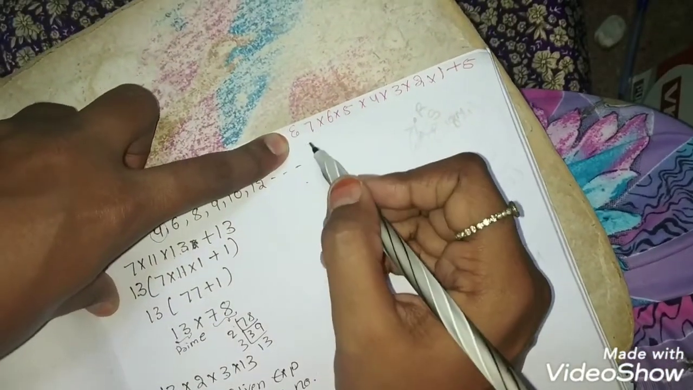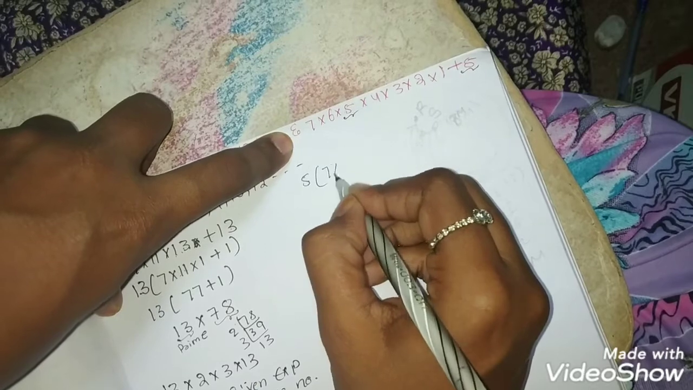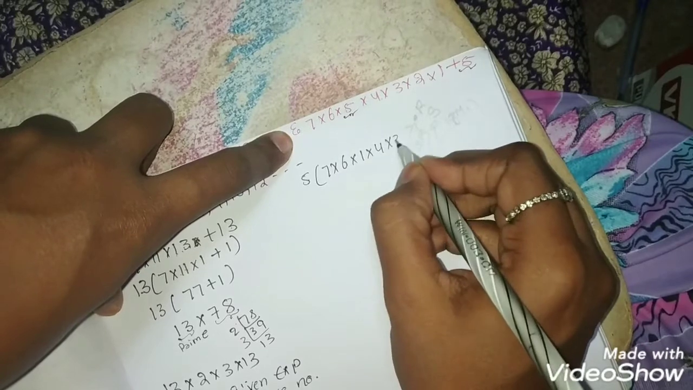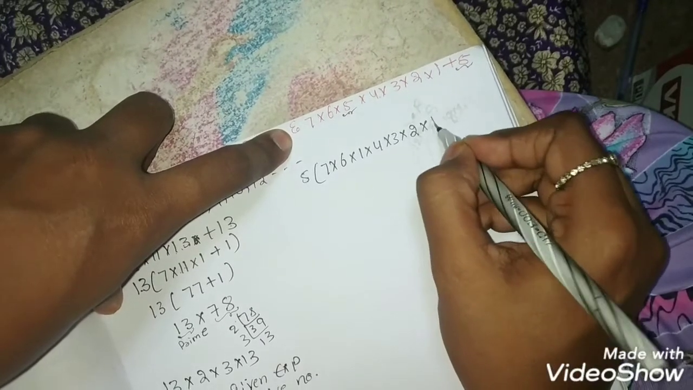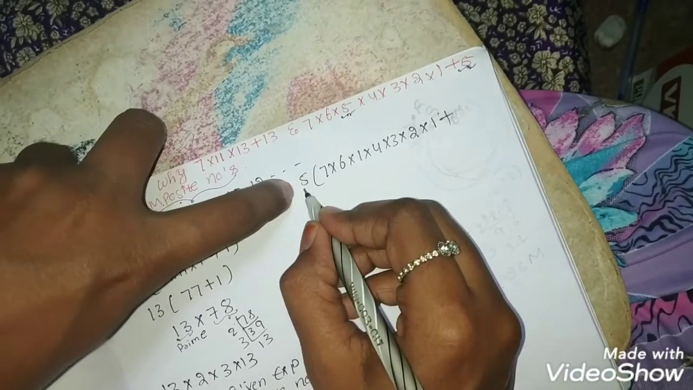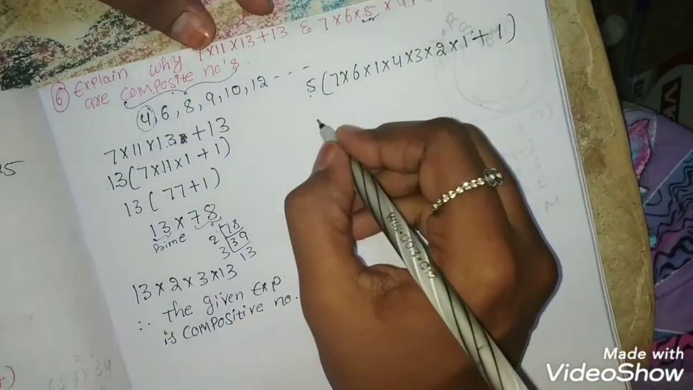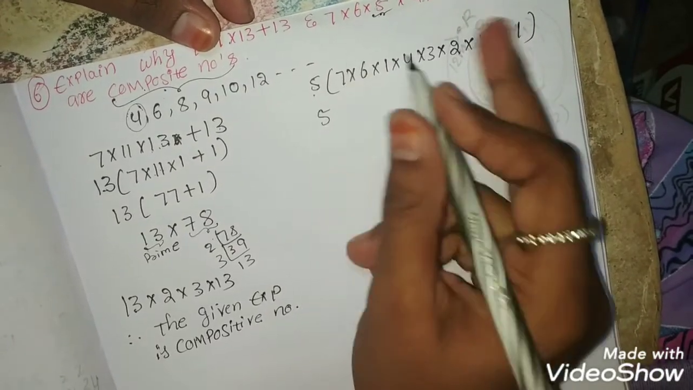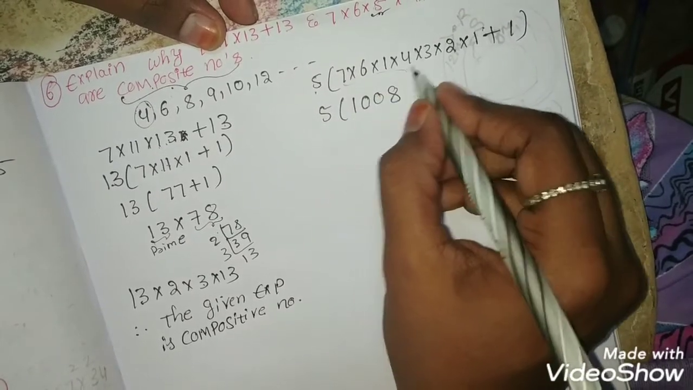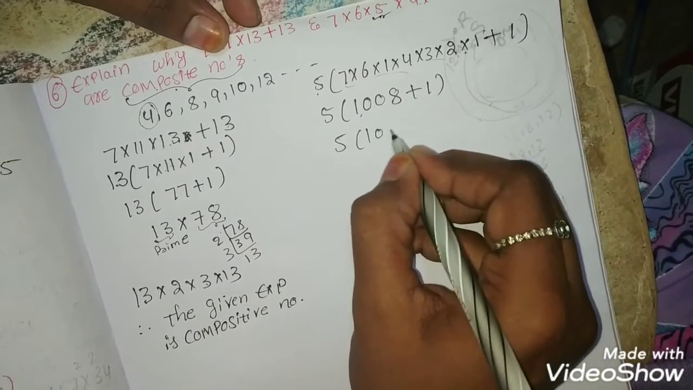What we have to take common? See, 5 is common here. You have to take 5. 7 into 6 into, in the place of 5 we keep 1, into 4 into 3 into 2 into 1, plus 5, all are there, no? Here already outside we have a 5, so we keep 1. Simple. Okay. Now what we have to do now? You have to multiply these numbers, and what we get? 1008. You can check this by multiplying these numbers. We get 1008 plus 1, and 5 into 1009.